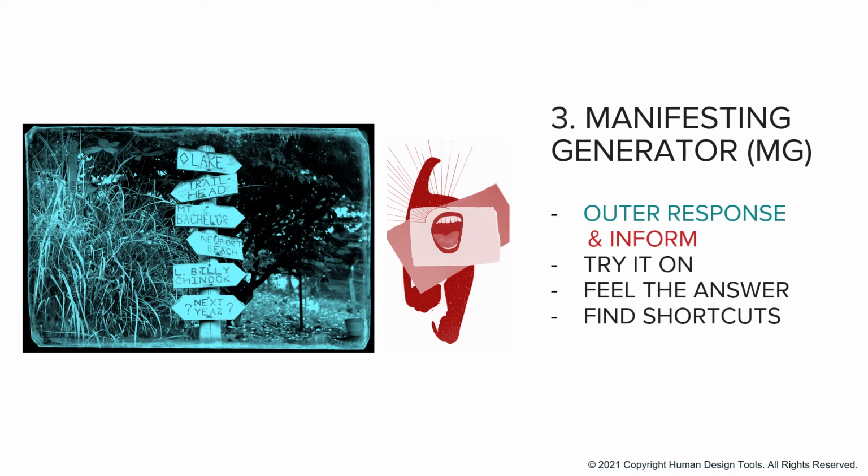So I added in shortcuts here because the manifesting generator energy is fast moving and you are literally here to find efficiencies and shortcuts. And sometimes this happens when you're just trying things on, but it's still going to flow best if you inform people. And I'm going to share an example of this in a minute.